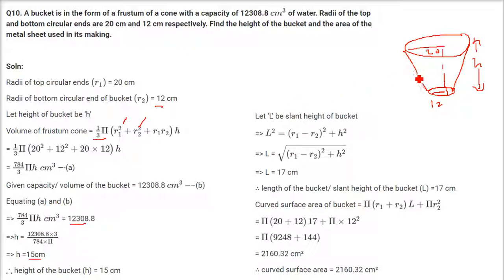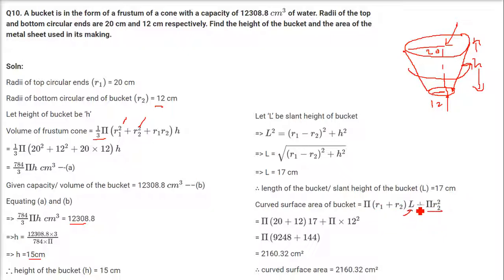Now, we have to find out the area of the metal sheet. That is, we have to find out the curved surface area first of all. That is pi (R1 plus R2) L. And then the area of the bottom, because it is a bucket, the top area will not be there. Only the bottom area will be added. So we'll add pi R2 square. So pi into (R1 plus R2) into L plus pi R2 square.